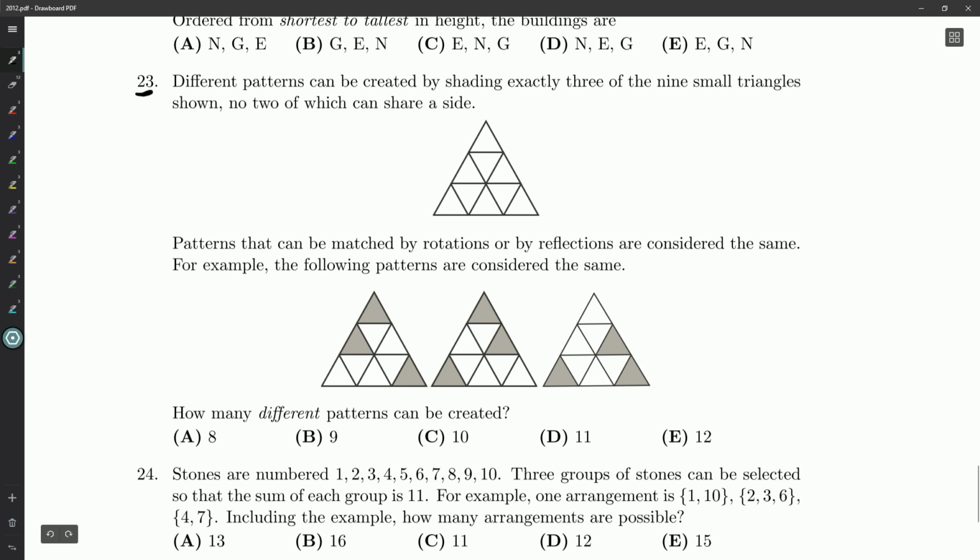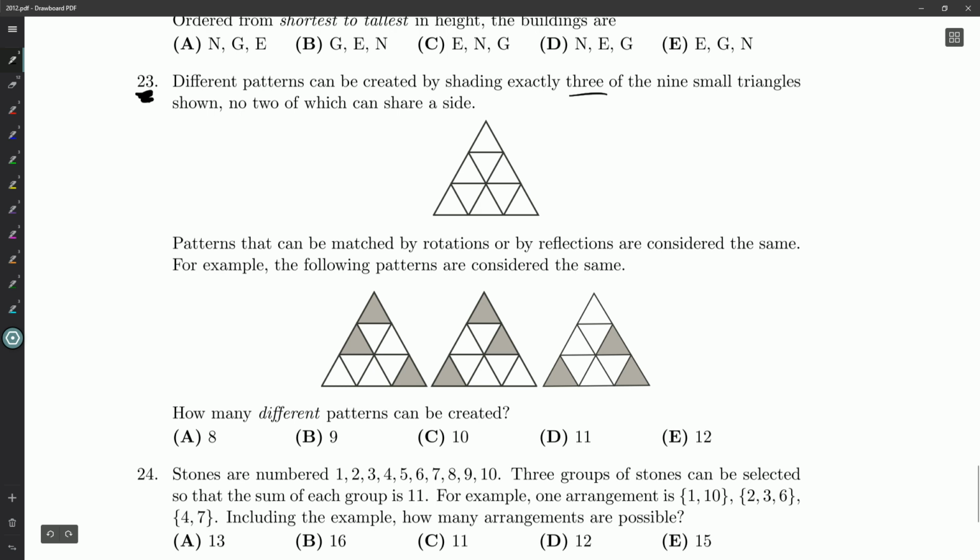We're looking in this video at question 23 on our grade 8 Gauss contest. Different patterns can be created by shading exactly 3 of the 9 small triangles shown, no 2 of which can share a side, so we can't shade this one and this one, for example. Okay?